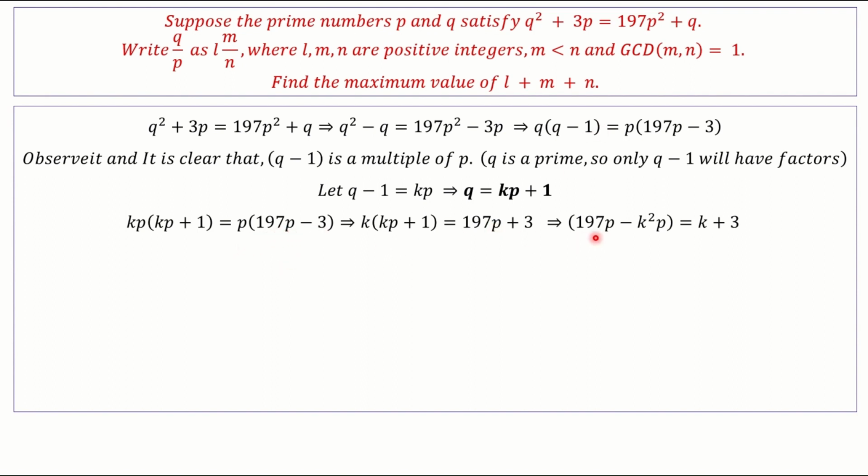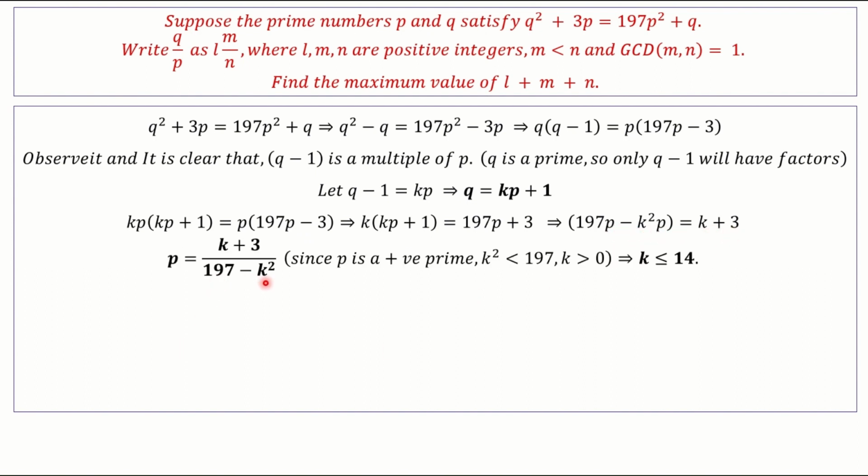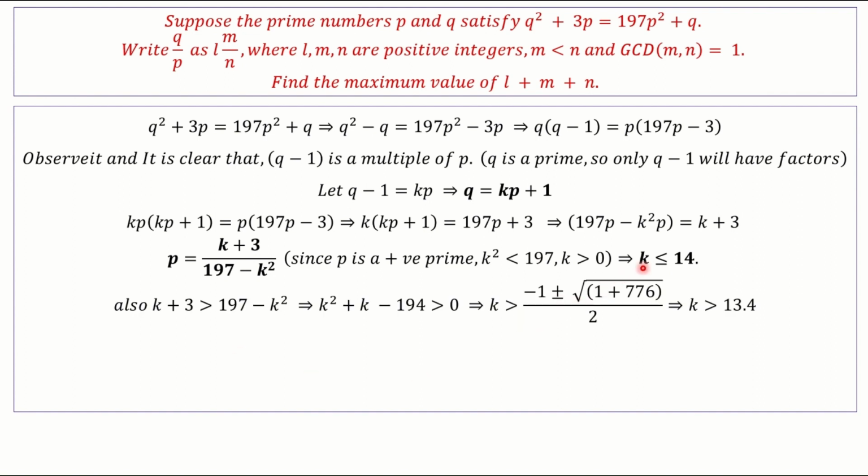Now simplifying, what you will get is 187p minus k square p equal to k plus 3. Okay. Now from this you can write p equal to k plus 3 by 197 minus k square. Okay. So k square should be less than 197, otherwise it will become a negative number. Which means k should be less than or equal to 14. Okay. This is one. Note down one equation.